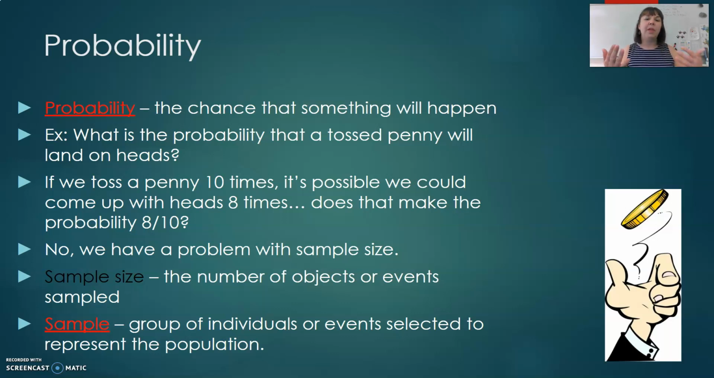It should be 50-50. We have a problem in this case with sample size. Our sample is not big enough. If you keep flipping that penny 100 times, then your number is going to get a lot closer to 50-50. So the sample size is how many objects or events are sampled, and the bigger your sample size, the more that's sampled, the more true your data is. A sample is a group of individuals or events or trees, or whatever it may be, that are selected to represent the population.